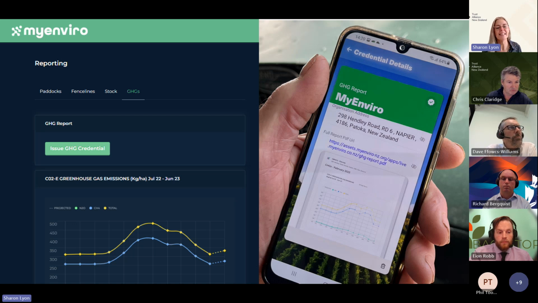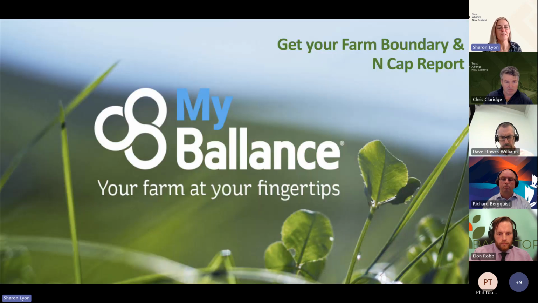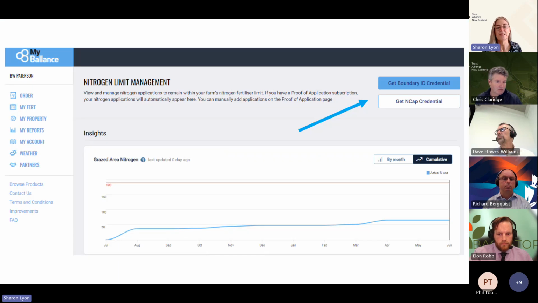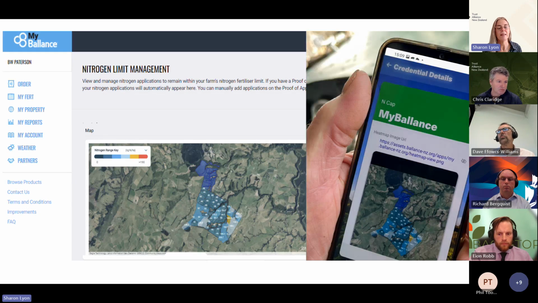It's an actual MyEnviro screen. It's obviously been skinned, and there was a new button there called Issue GHG Credential. They clicked on that, and they actually got the credential on their phone. This was a much better conversation starter to say, is this going to work for you? Because they really could understand what that was all about. Similarly, logging into MyBalance, the proxy portal, they had two buttons there, get boundary ID and get in-cap credential, and that would be downloaded onto their phone as a verifiable credential.